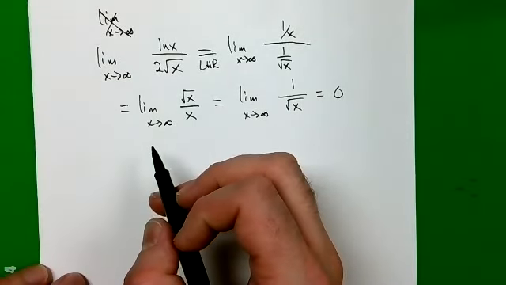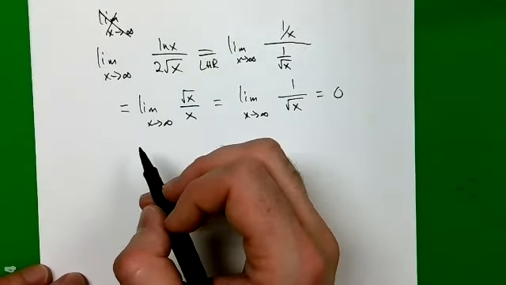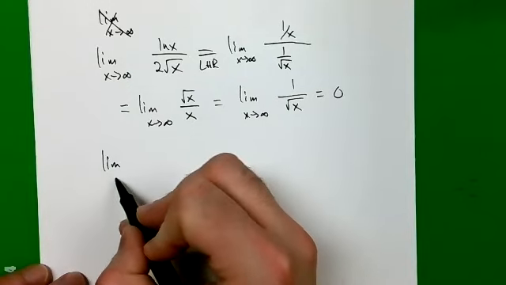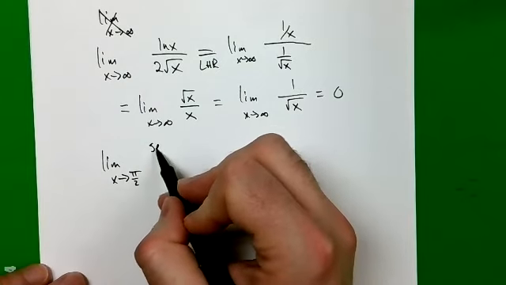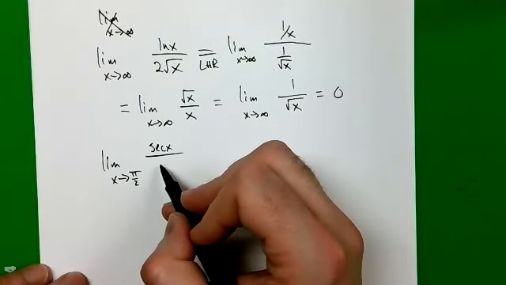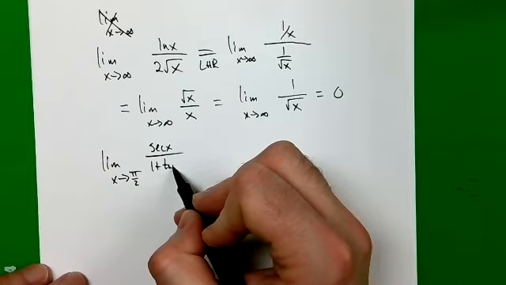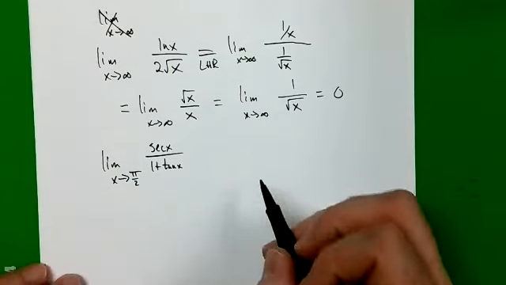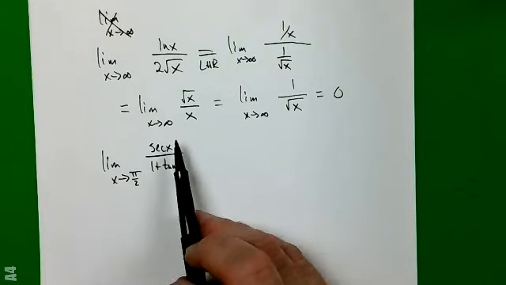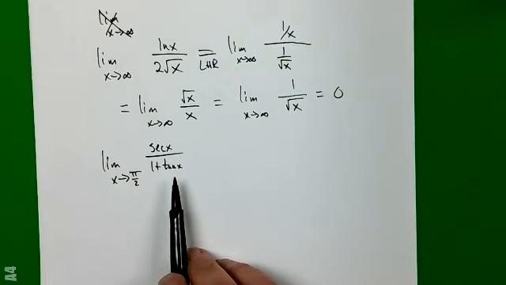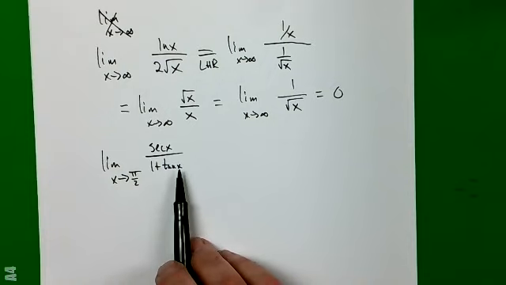But if we were to have something like the limit as x approaches pi over 2 of secant x over 1 plus tangent x. So as x goes to pi over 2, secant is undefined and tangent is -1. No, that's not right. See, no, tangent is undefined at pi over 2 because cosine is 0 there.